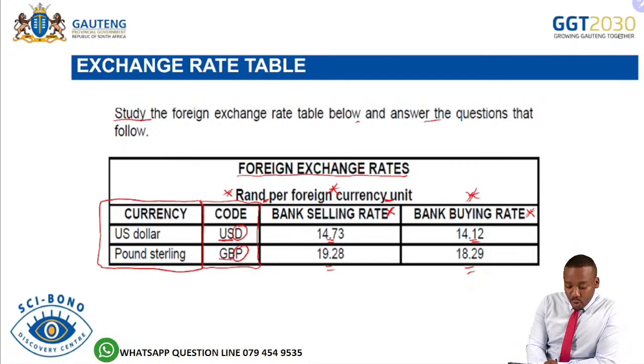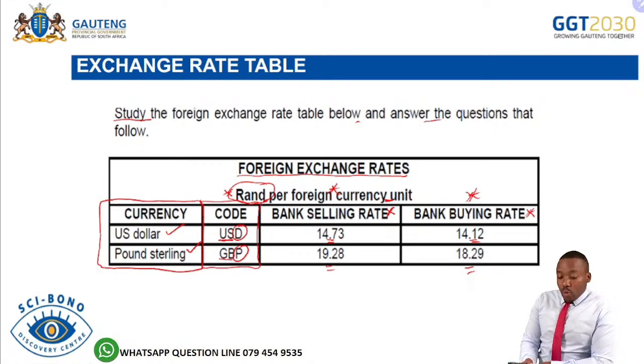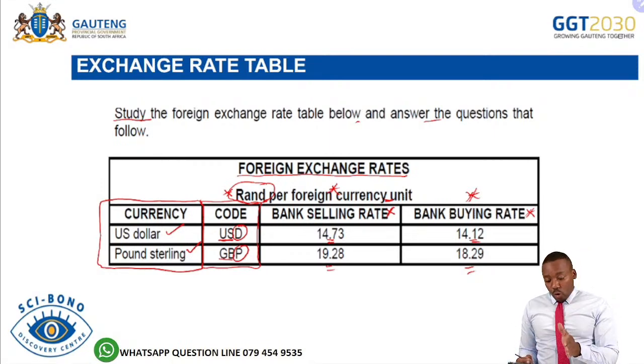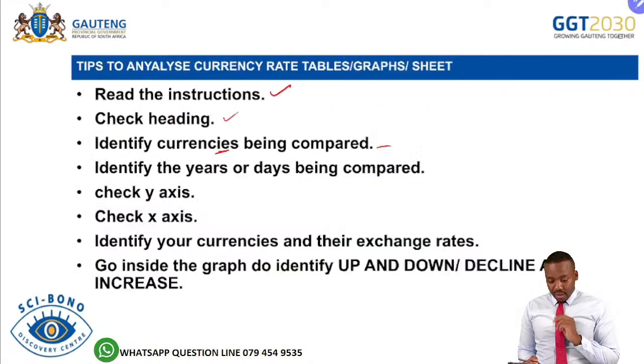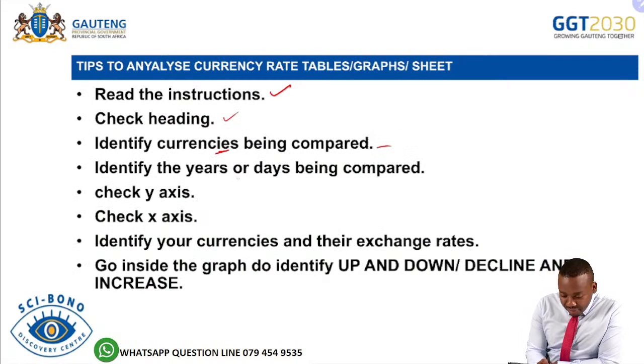There. So the first block we said you've got what? Currencies. So they are comparing rand with which currencies? With the US dollar and also the Great British Pound, or the pound sterling. Right? So we know they are comparing rand and those 2 currencies. Okay, let me go back. Then identify the years or days being compared.